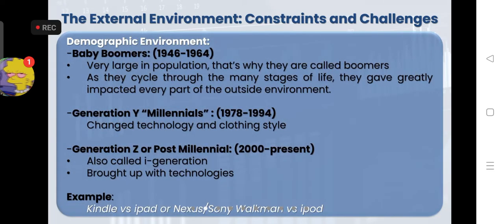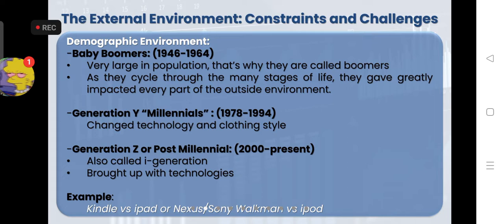So the demographic environment. Let us refer to three of the most well-known age groups. First is the baby boomers, from 1946 to 1964. Very large in population, that's why they are called boomers. As they cycle through the many stages of life, they have greatly impacted every part of the outside environment, which means they changed the educational system, entertainment, and also lifestyle.